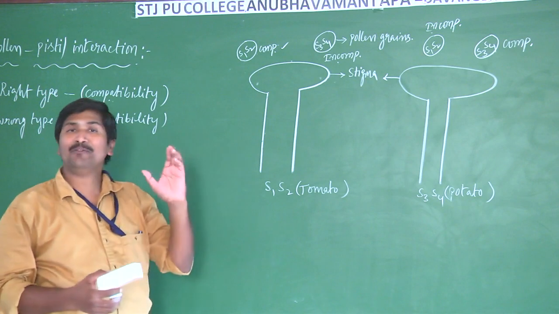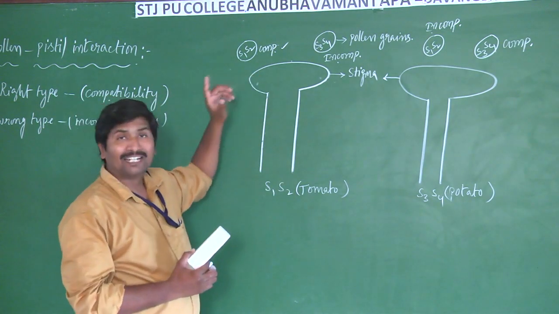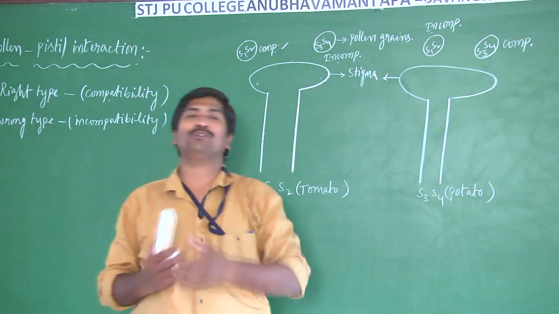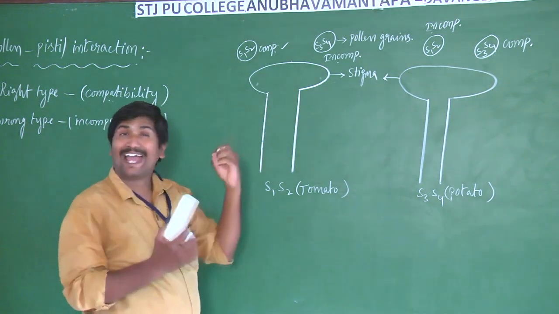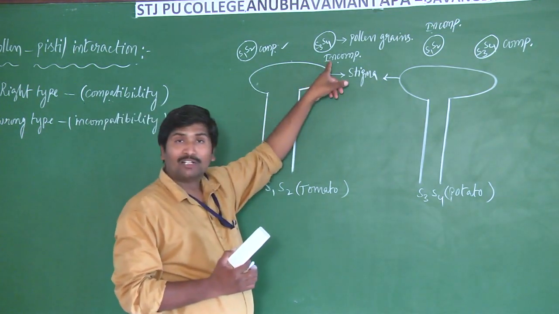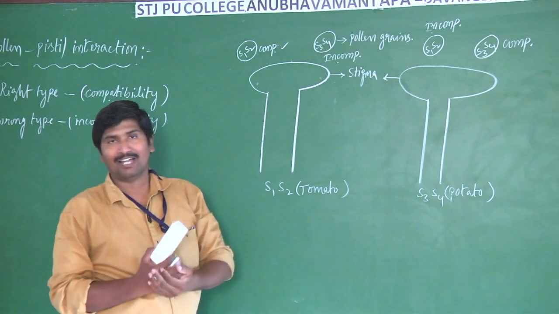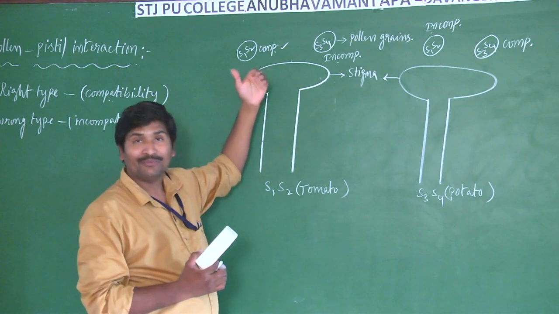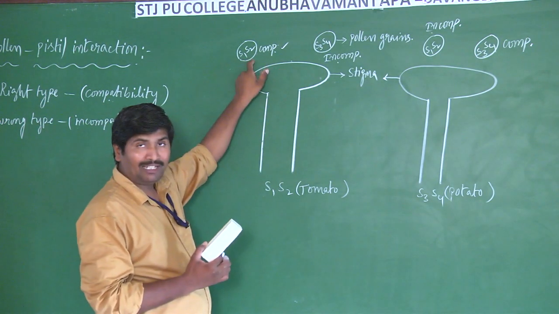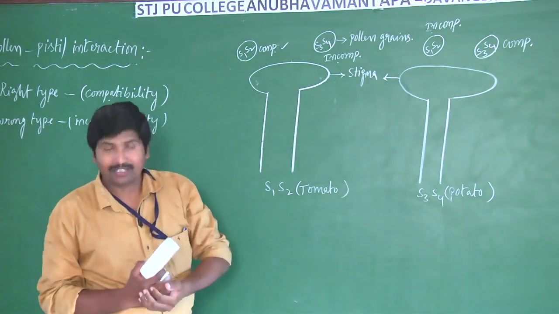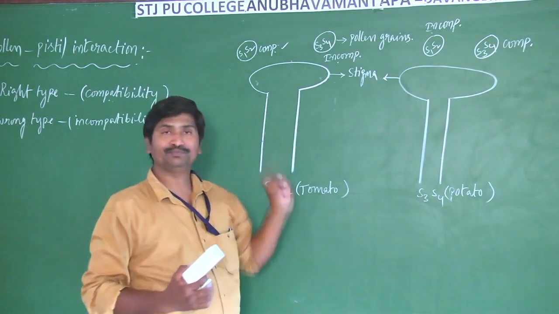The pistil has the ability to recognize whether it is the right type of pollen or the wrong type. When it is the right type of pollen, the stigmatic lobe accepts it. When the wrong type of pollen lands on the stigmatic lobe, it is rejected and further growth is prevented. Accepted pollen grains are further promoted to the post-pollination events.